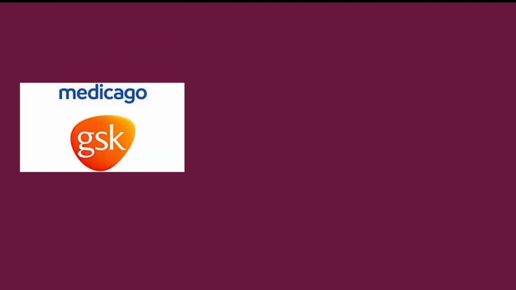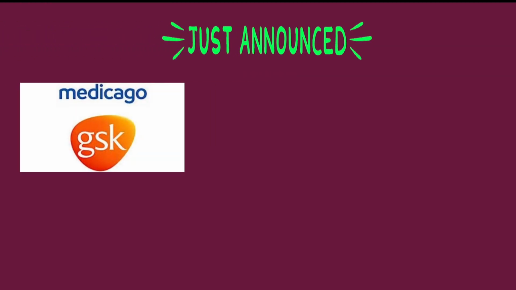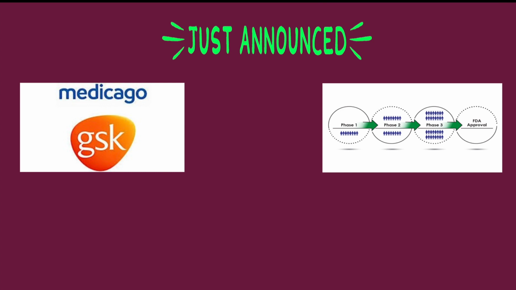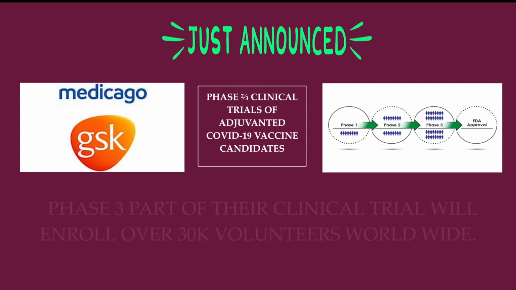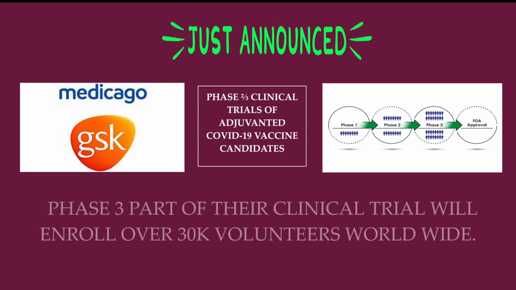Medicago and GSK have announced the start of phase 2/3 clinical trials of the adjuvanted COVID-19 vaccine candidates. The phase 3 part of their clinical trial will enroll over 30,000 volunteers worldwide. Other companies involved in mass producing the vaccine are Novavax, Johnson & Johnson, and Sanofi. There are 7 Indian pharma companies racing to develop the vaccine within months.